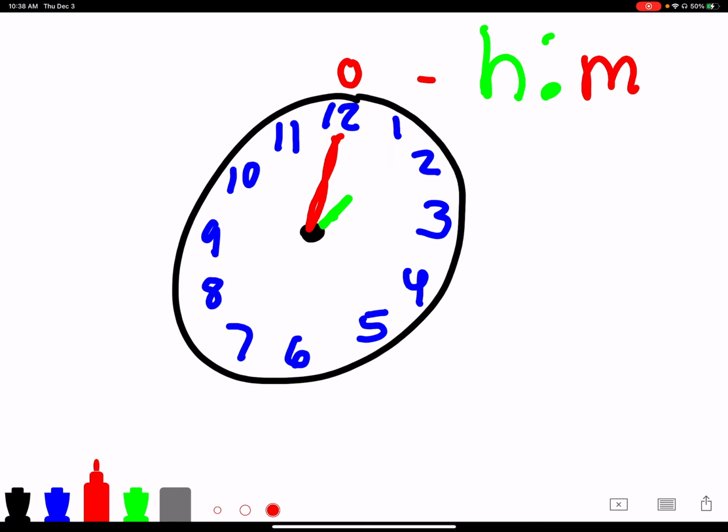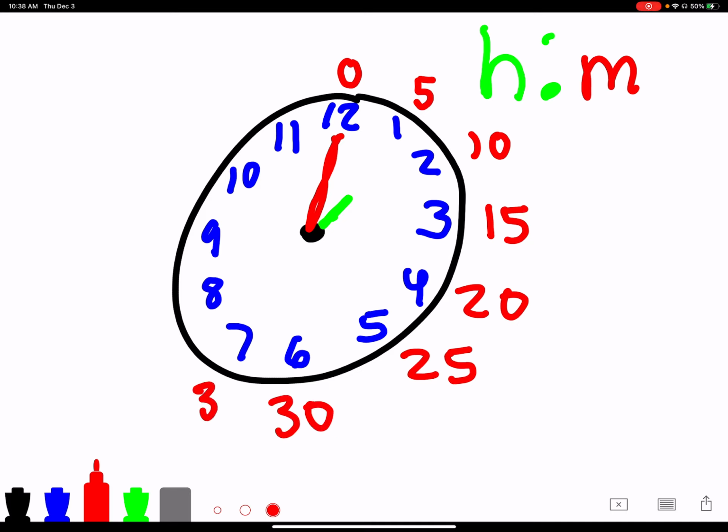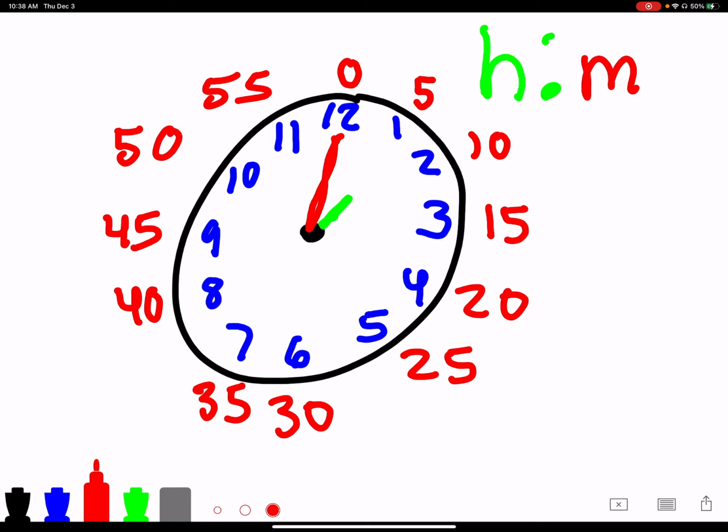And then 1, it starts from 5, 10, 15, 20, 25, 30, 35, 40, 45. That's a really bad 45, let me fix that to make it nicer. So we have 45, and then 50, and then 55. And then 12, it starts on 0 and ends on 60 because there's 60 minutes in 1 hour.